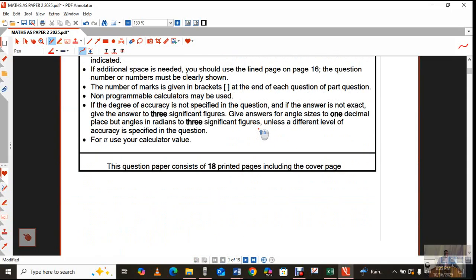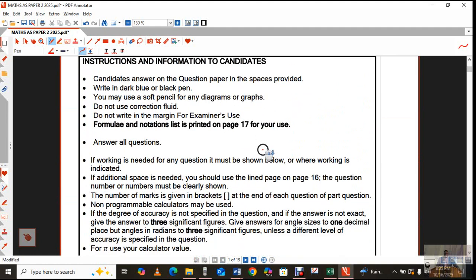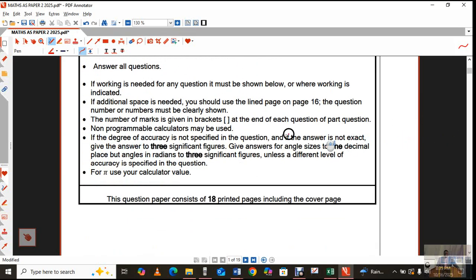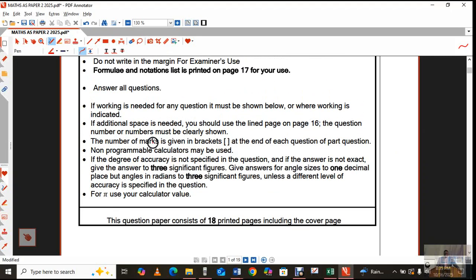Right. I think there is one more important piece of information that you probably have to take into consideration. You have a list of formulae and notations on page 17 that you should definitely use if you are not sure about a formula, then you can just go and get it.